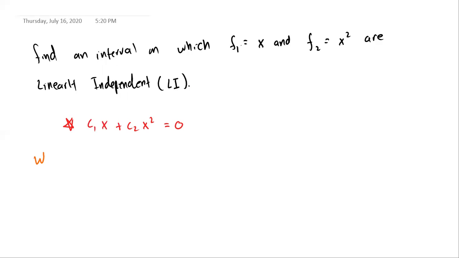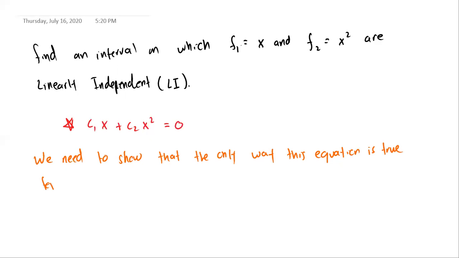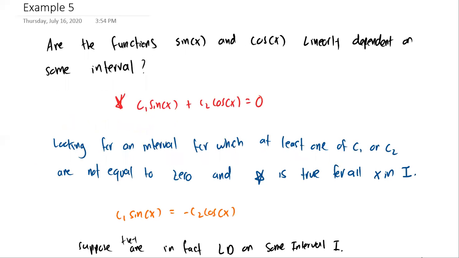Right? So we need to show that the only way this equation is true, so star, right, is true for all x on some interval, is if all of the coefficients are 0. So C1 equals C2 equals 0. Okay. So for linear dependence, you always started with this equation and tried to show this.